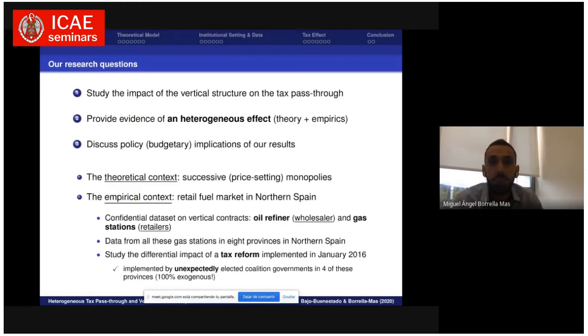This unique data set allows us to study the differential impact of a tax reform implemented in January 2016 by newly and unexpectedly elected left-wing coalition regional governments. This context provides the opportunity to exploit an exogenous shock to identify the desired effect. I will try to convince you that this is exactly the case.